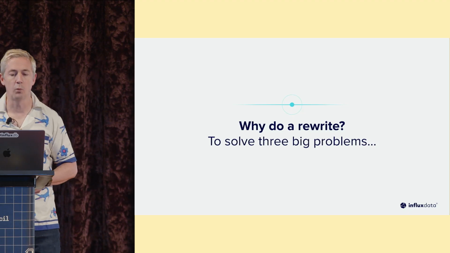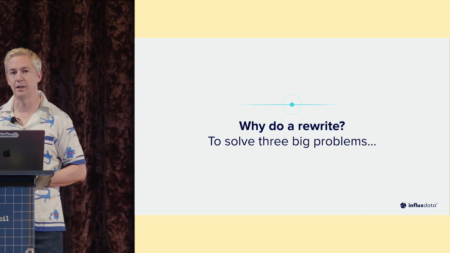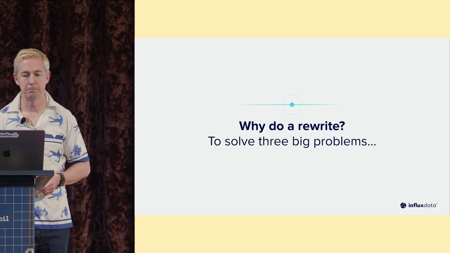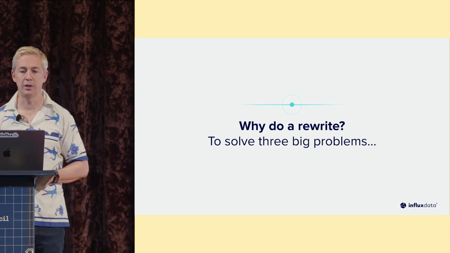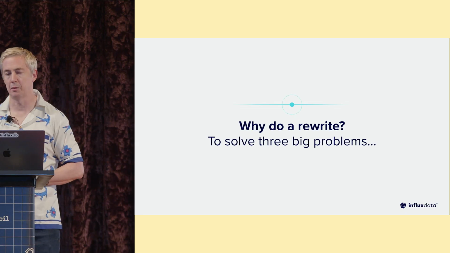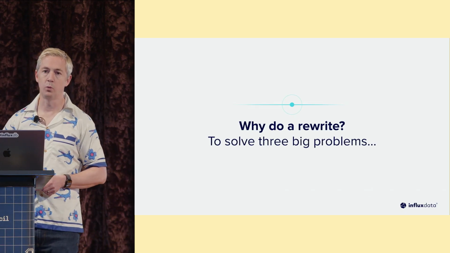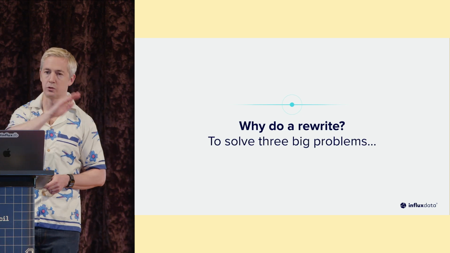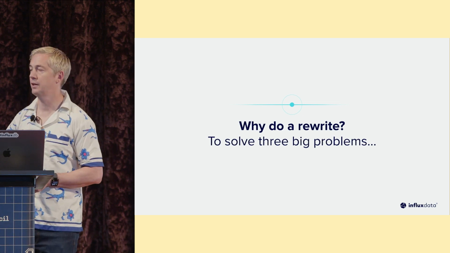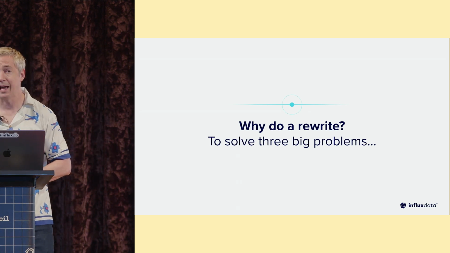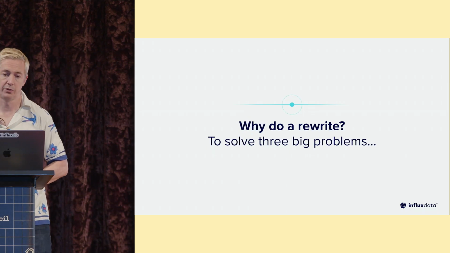So why did we do a big rewrite, right? This is like an insane thing to do by most standards. And the thing we had is there are three big problems that we wanted to solve in version 3 of the database that were ongoing problems from version 1 and version 2, things that our users and our customers had been asking us for years.